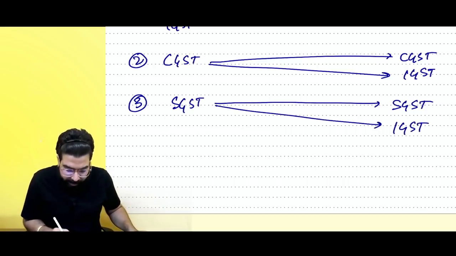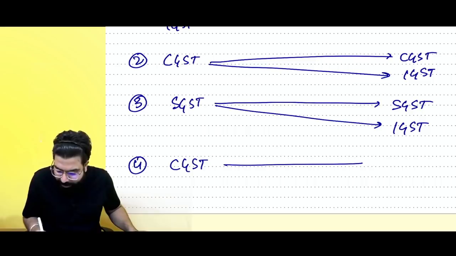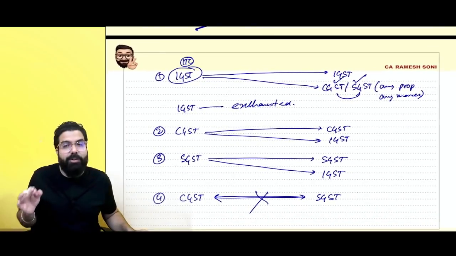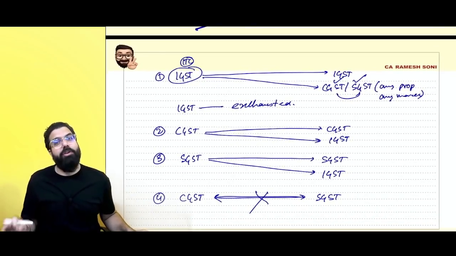Always remember one thing. Next, the last one, the fourth one: CGST can never be used to pay SGST, or SGST can never be used to pay CGST. This is something you have to remember whenever you are using your credit.